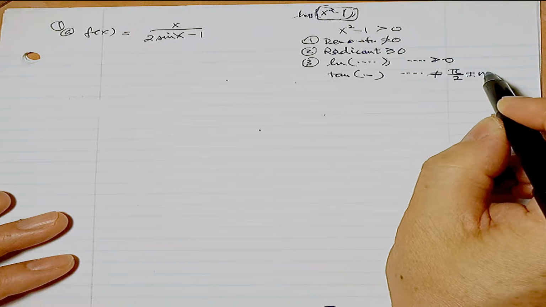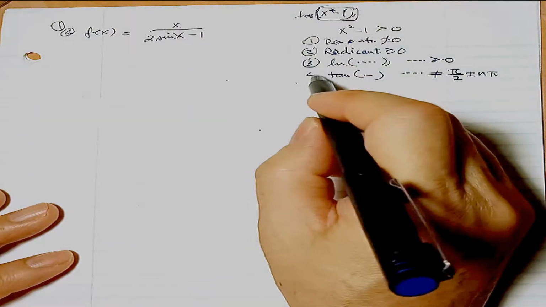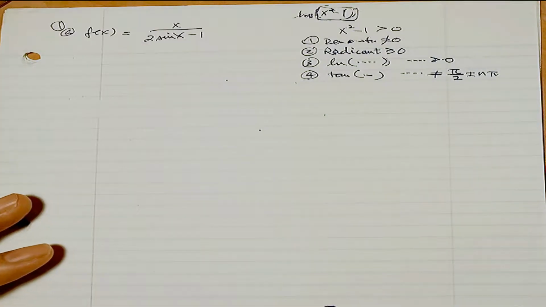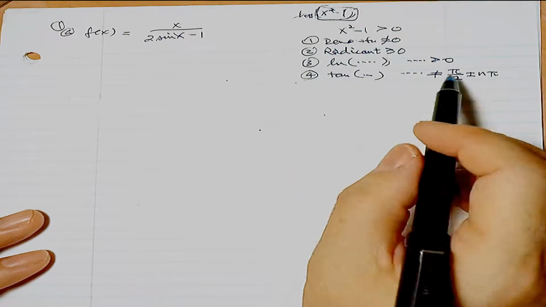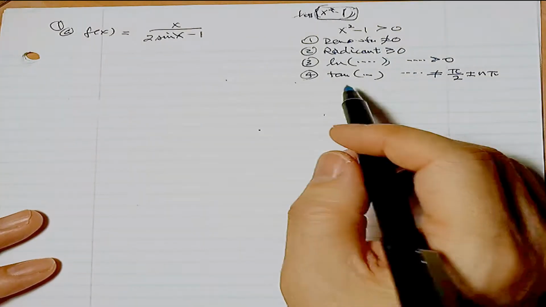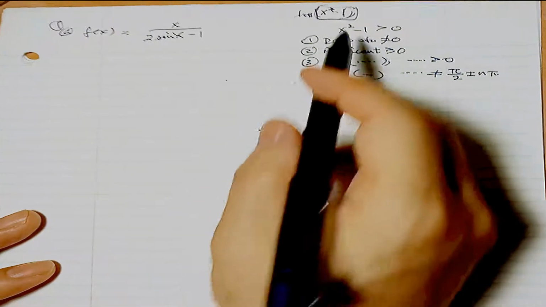Pi by 2 plus or minus n pi is what you need to remember to exclude when you have a tangent function, because tangent at pi by 2 becomes infinity, or negative infinity at negative pi by 2, for example. So these are some of the rules.